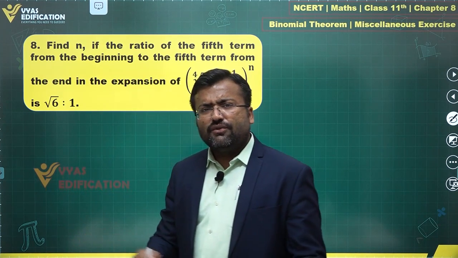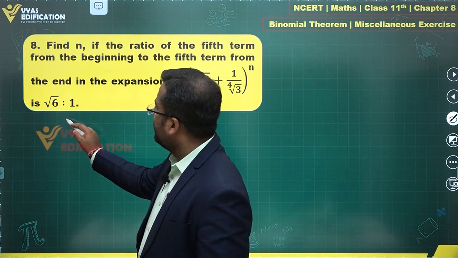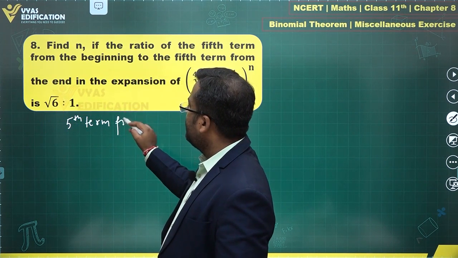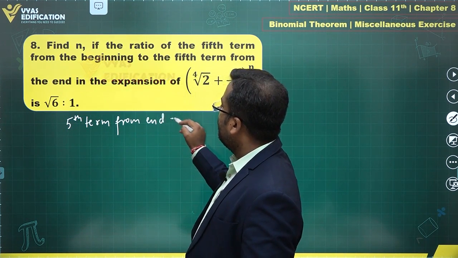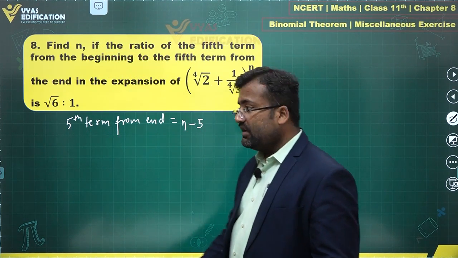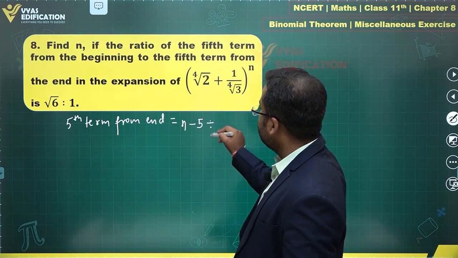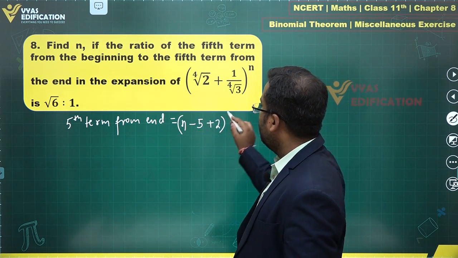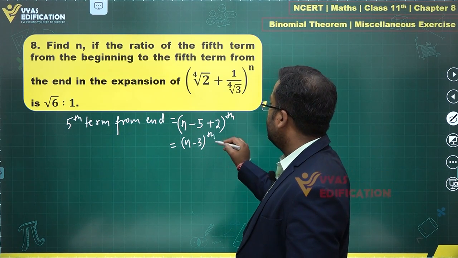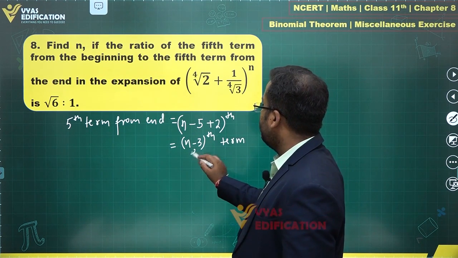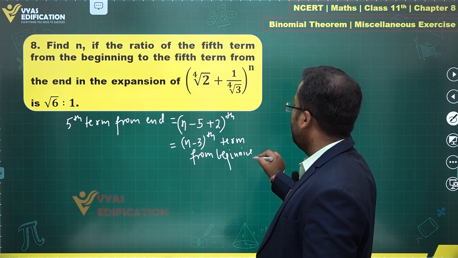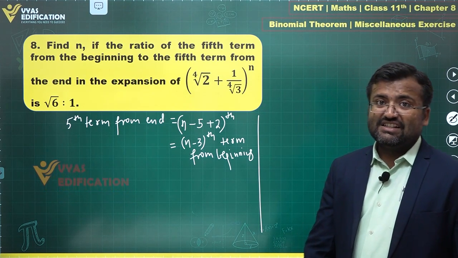So 5th term from end, what will that look like? 5th term from end will be n minus r, that's 5th term, plus 2th, that is actually n minus 3th term from beginning. This is what I observe. That's the first thing that you observe, that this is equal to this.